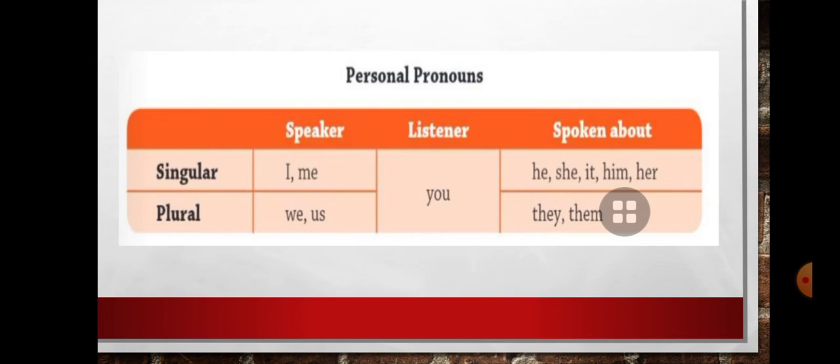In plural case, speaker: we and us. If the speakers are two, they use we. And listener always you, and spoken about they or them.